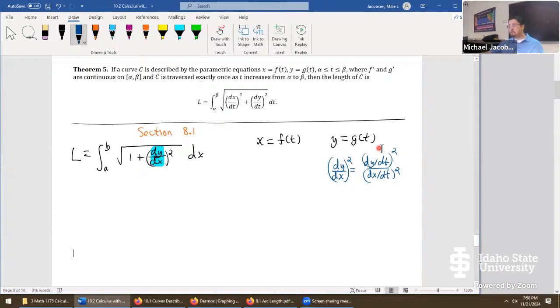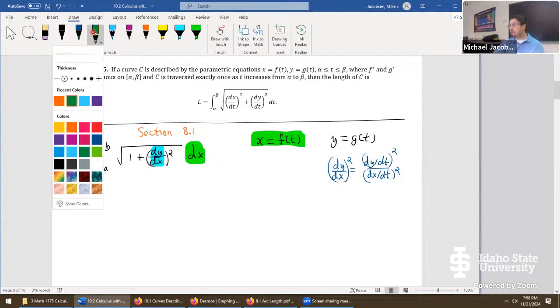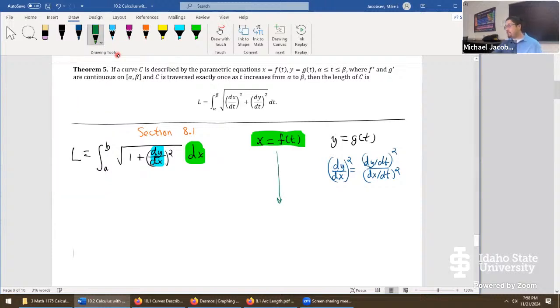But here's the next thought. These are derivatives with respect to t. And that means this dx also has to change into a dt. We do it through this equation. We're basically just copying the approach for the area formula. Take the differential of that.